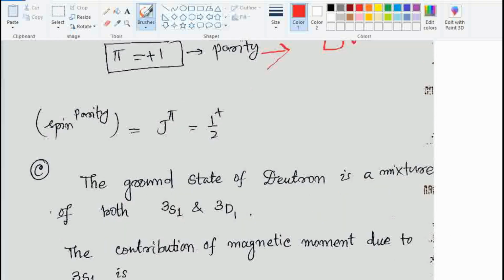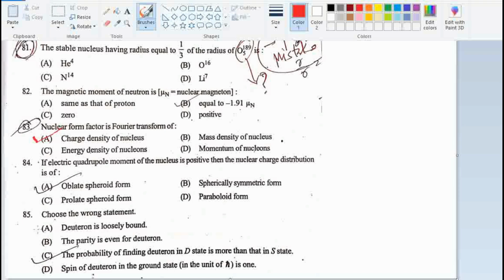So both option A and option B and option D are correct in terms of correctness, but we have to find the wrong statement. Now see option C. Option C says that the probability of finding the neutron in the D state is more than in the S state, which is an incorrect statement, because the probability of finding the neutron is more in the S state as compared to the D state.